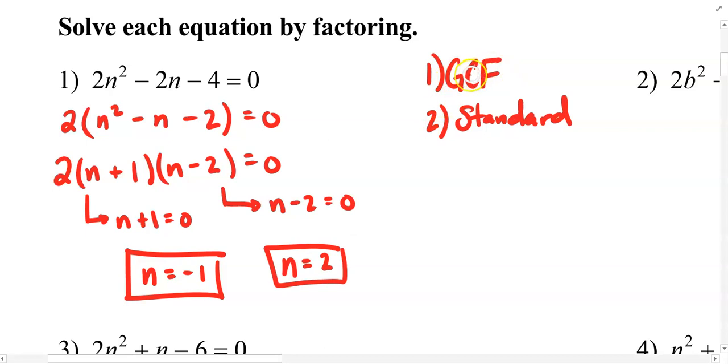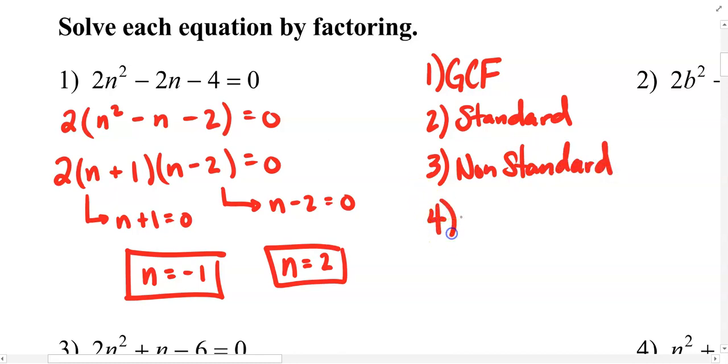Now, if there was no GCF and this wasn't a standard trinomial, then we should know to look for non-standard trinomials. And with non-standard trinomials, most of us in class have been using the guess and check method to factor them. And then finally, if the problem that we're encountering doesn't have the characteristics of these 3 types of factoring situations, then we would hope and look for a factor by grouping context.